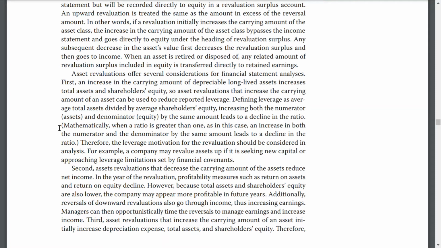For example, a company may revalue assets up if it is seeking new capital or approaching leverage limitations set by financial covenants.